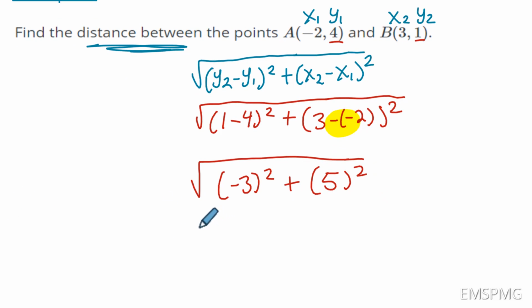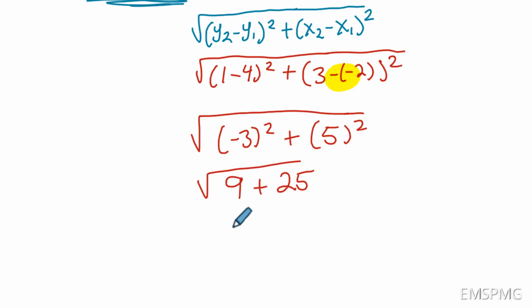Cool. And then we're going to go down here. We got negative 3 squared. A negative squared becomes a positive. 5 squared becomes 25. And then just add those suckers together. So what is that? That becomes 34. Okay, and then we got the square root of 34 would be the answer.